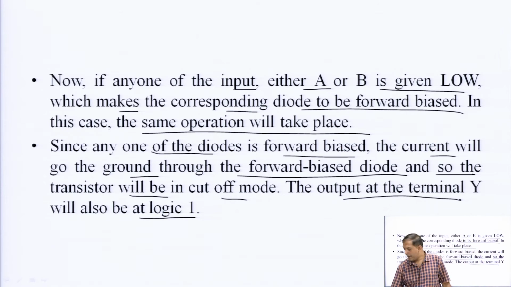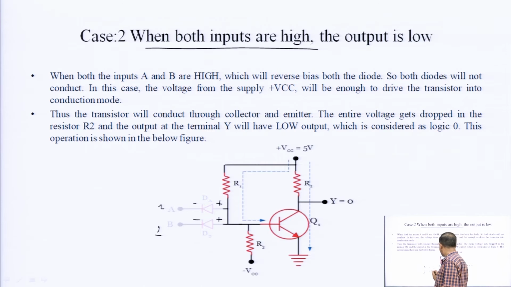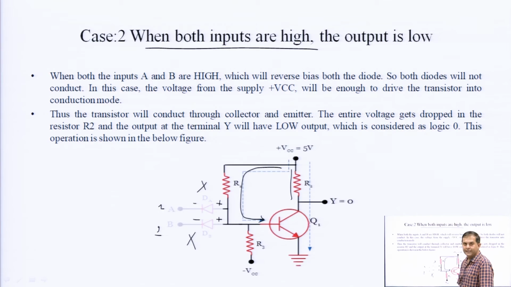Okay, got it. Now, we will discuss case 2, when both the inputs are high. If we are giving high to both, you can see that these two diodes are reverse biased. If the diodes are reverse biased, they will not be conducting, like an open switch. So, now this path will be working, and since the diode part is an open switch, the current will not go through the diodes, it will go directly to the base of the transistor.